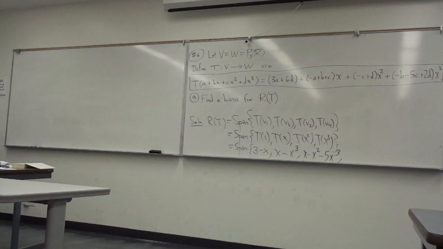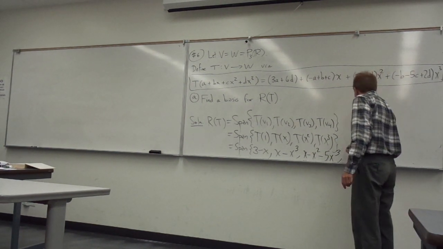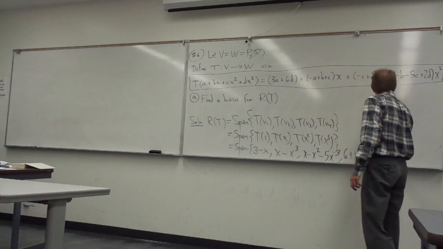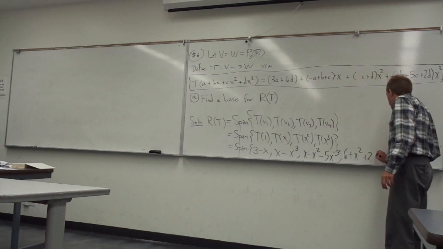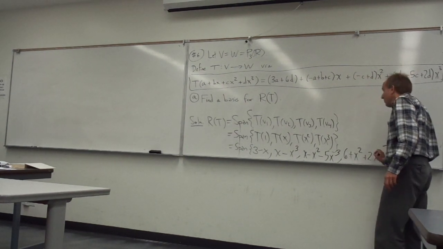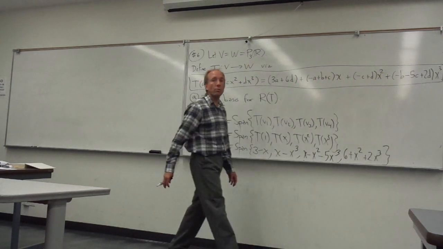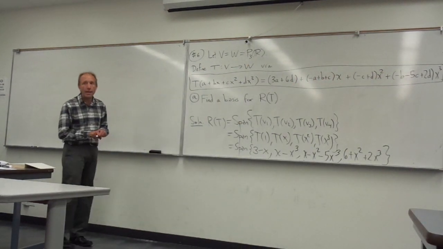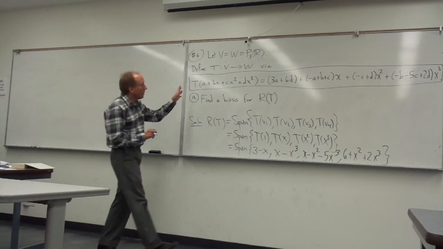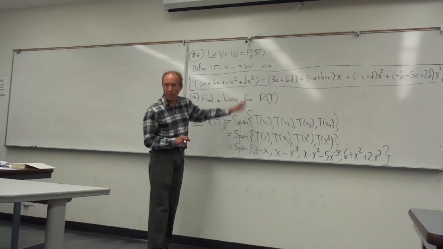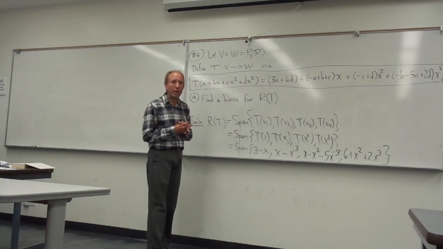And then finally, when I put a 1 for the d variable, I'm going to get 6 plus x squared plus 2x cubed. Let me know if anybody doesn't know how I got those results; this is a good time to ask me. I'm just putting in the 1 for a, b, c, and d separately. Okay?